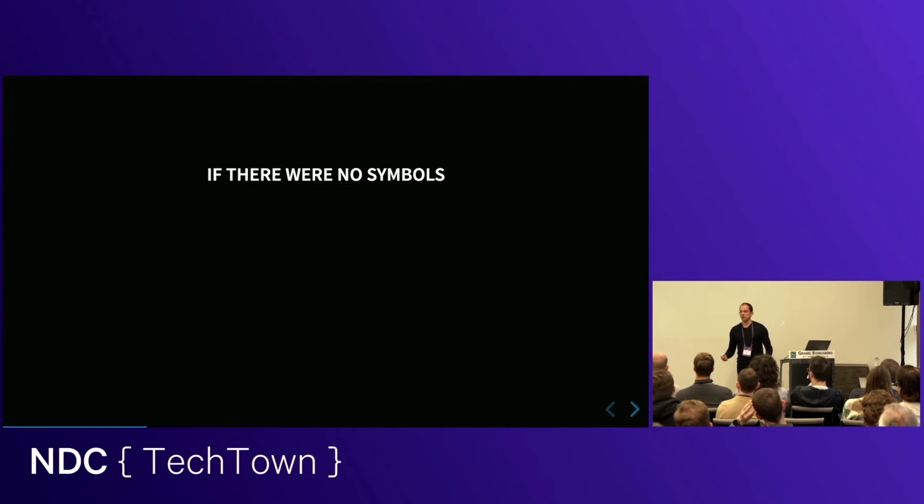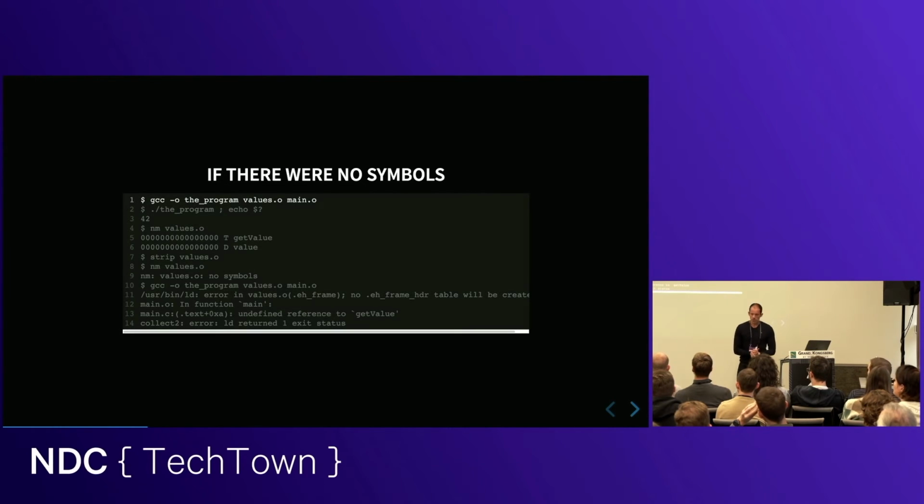So what if there were no symbols? I'm trying to figure out why we need these symbols. What happens if you don't have any symbols? So I'm linking this program. I don't remember how to call the linker, so I just use GCC: gcc -o program values.o main.o, just to link this into an executable.